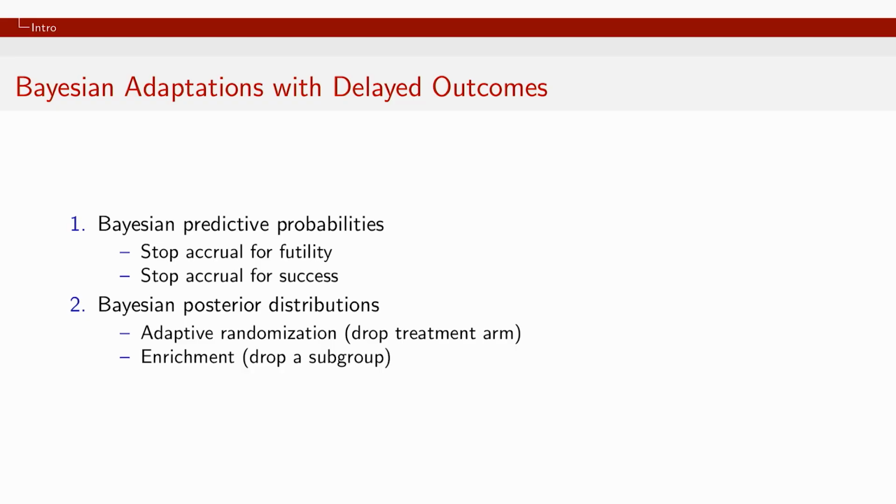I'd like to separate Bayesian adaptations with delayed outcomes into 2 broad categories. Number 1, adaptations in which you're primarily interested in Bayesian predictive probabilities, and I'll talk more about this, but these correspond oftentimes to adaptive sample sizes, so stopping accrual for futility or stopping accrual for success. There are also other adaptations by which you're mostly interested in inference on the Bayesian posterior distribution. These include adaptations such as adaptive randomization. This includes being able to drop treatment arms. And it also includes enrichment, where you have pre-specified subgroups by which you're allowed to drop certain subgroups depending on the observed data that you're seeing.